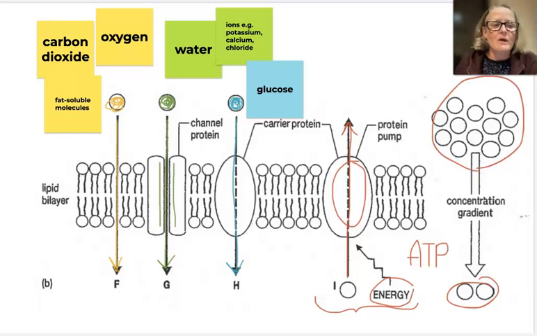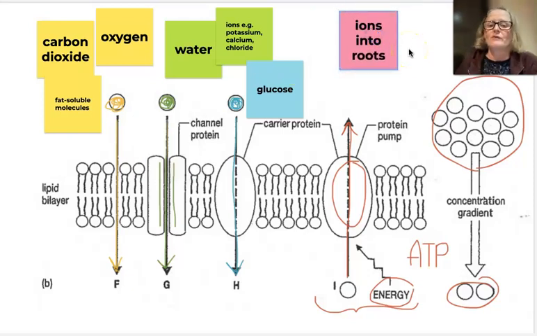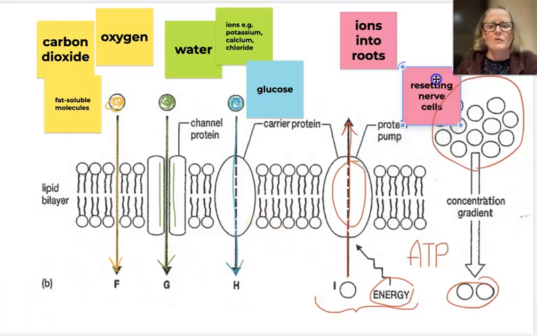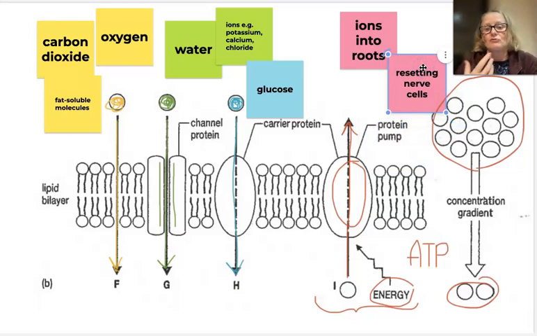And examples of where this happens are things like when we're trying to get ions into roots. So if the roots of a plant want to take up things from the soil, there may be very little in the soil. There may be what we might call trace elements, but they need to take them up and use them to grow in the plant, where they might be in higher concentration, but they still need them to grow. Another example might be when you're resetting your nerve cells.